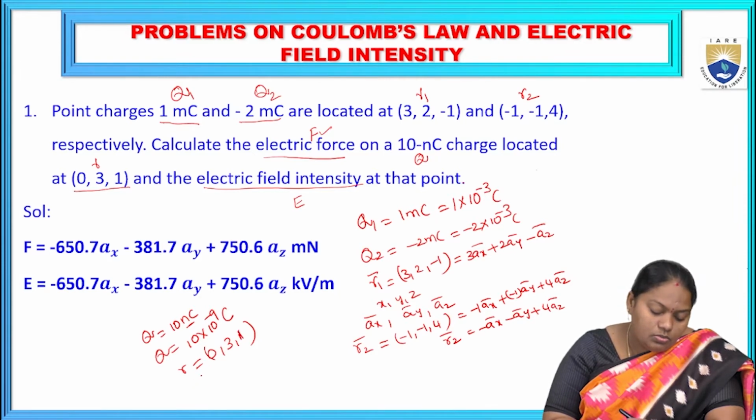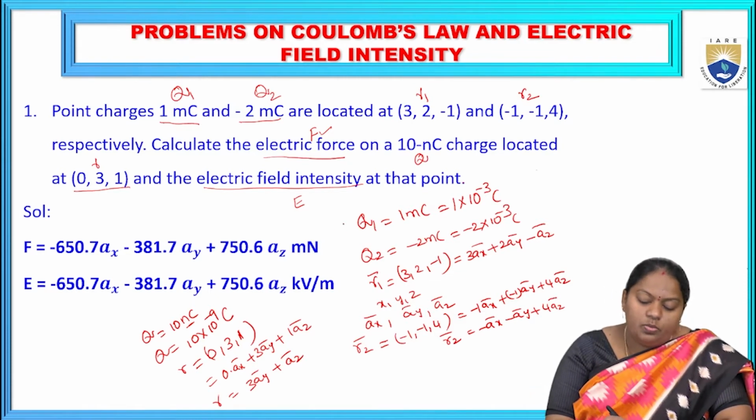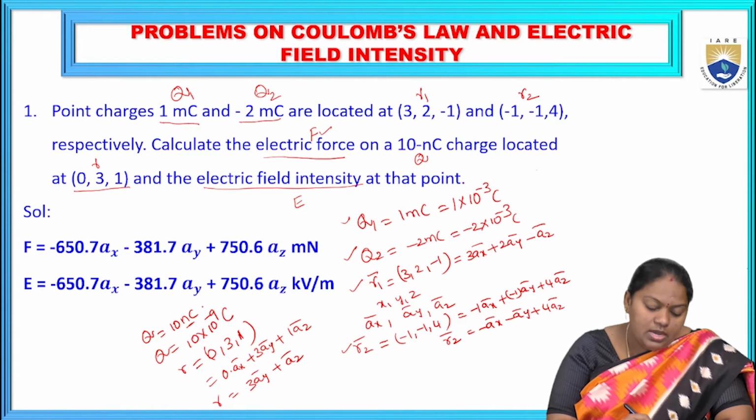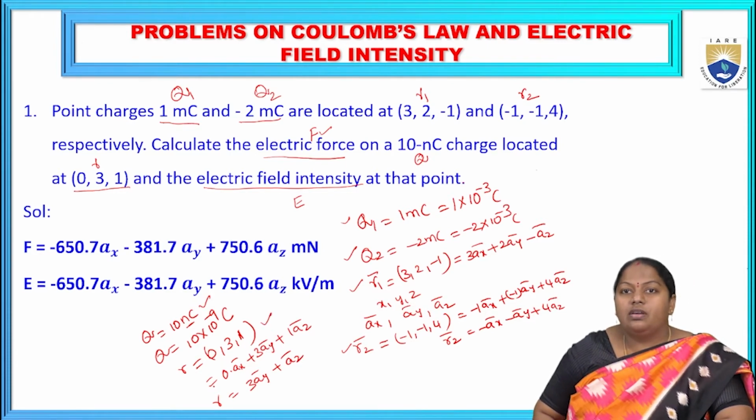In order to write these, R means along with the magnitudes, we need to represent the vector form also: 0 into ax plus 3 into ay plus 1 into az, or 3ay plus az, is given as R, right? So now we have 2 point charges Q1 and Q2 along with the position vectors R1 and R2, and the charge which exerts force on these two charges Q1 and Q2 is given by Q, and that is 10 nanocoulombs. And this 10 nanocoulombs is located at R, that is (0, 3, 1).